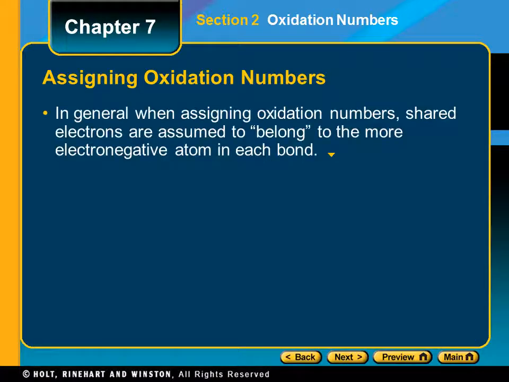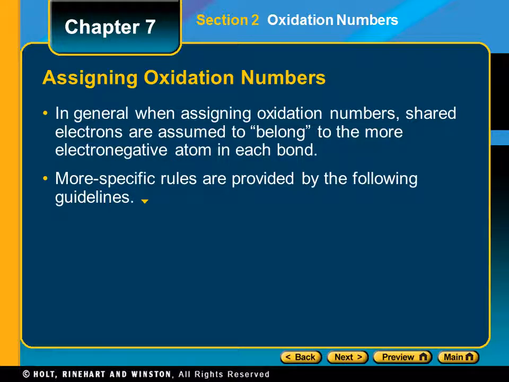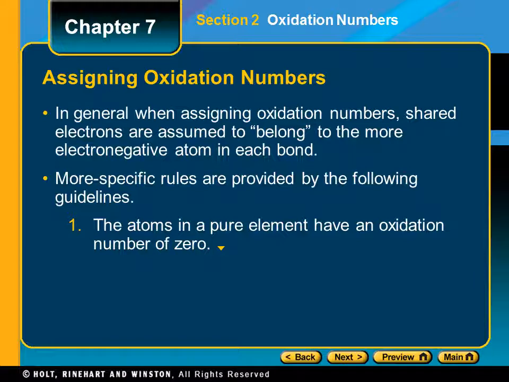So how do we assign oxidation numbers? In general, when assigning oxidation numbers, shared electrons are assumed to belong to the more electronegative atom in the bond. So remember, you're going to have 2 atoms bonded together. One's going to be more electronegative than the other. The one that's more electronegative, we're basically going to think of the electrons as belonging to that one. And then there are more specific rules. Atoms in a pure element have an oxidation number of 0, so keep that in mind. If you get an atom in pure elemental form, its oxidation number is 0.